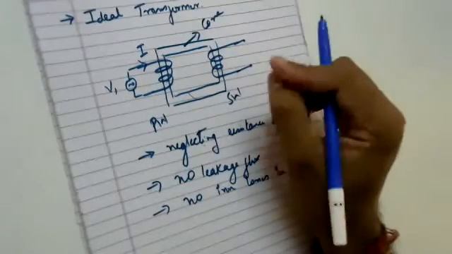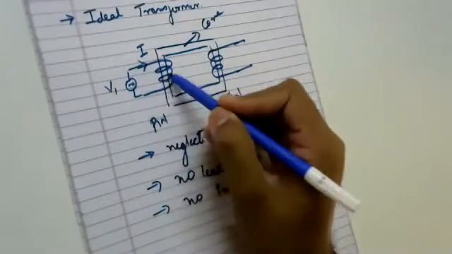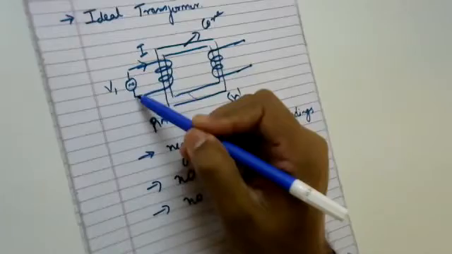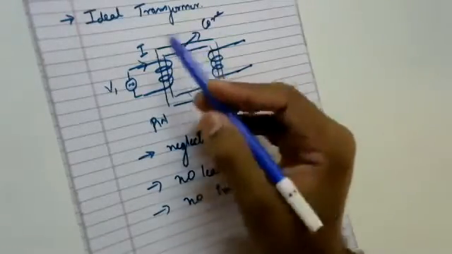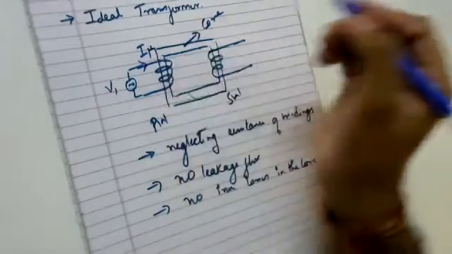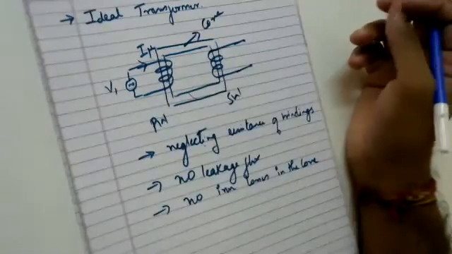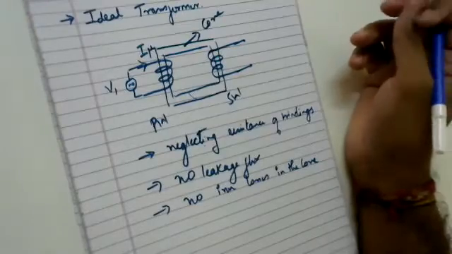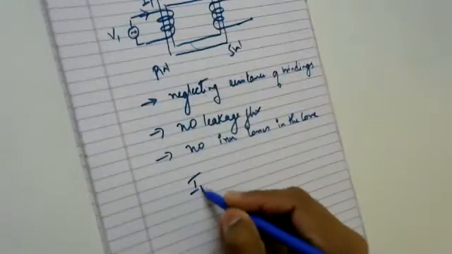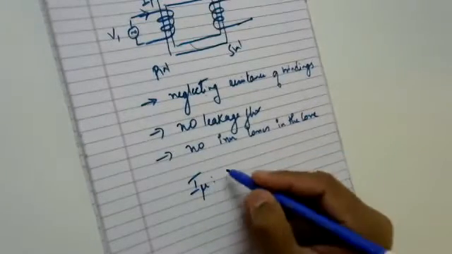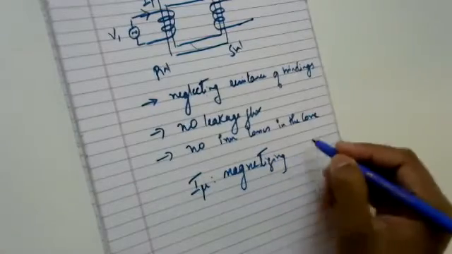Next, since some current is flowing in the primary winding, it is going to magnetize the complete magnetic core. This current we call I mu. This I mu is said to be the magnetizing current.